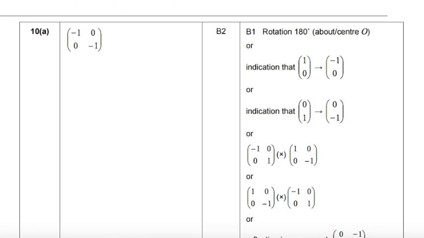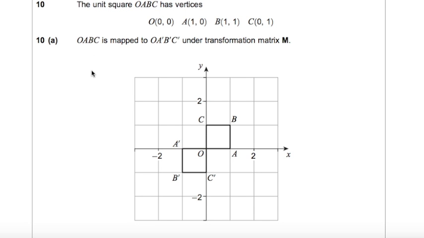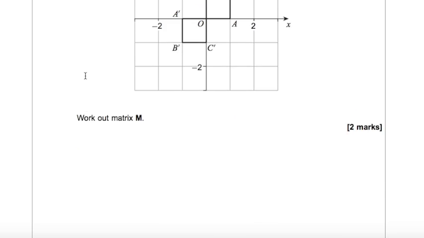So looking at the mark scheme, you just get 2 marks for getting the answer. So you don't even have to write down it's a rotation of 180 degrees or an enlargement scale factor -1 or reflection in y equals minus x. Right, good.